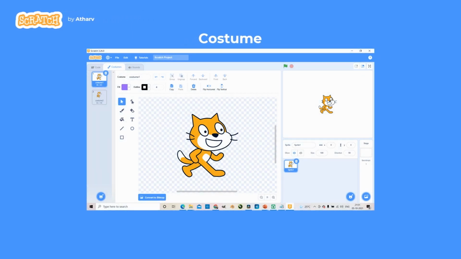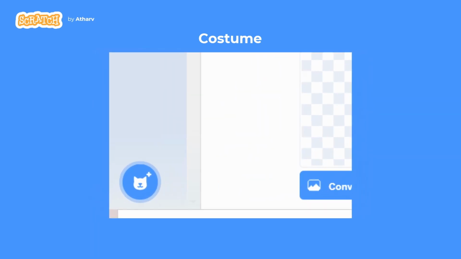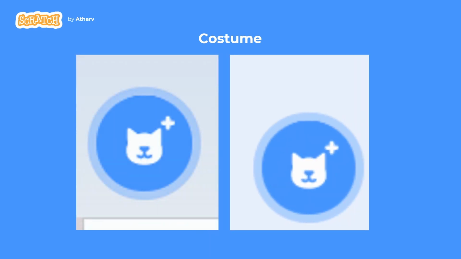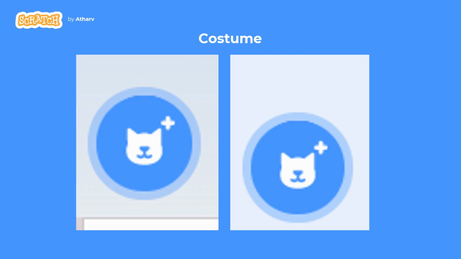There is the costume selector button in the bottom left in the costumes tab. The costume selector looks and has the same options as the sprite selector on the other end. However, instead of searching sprites, it searches costumes.